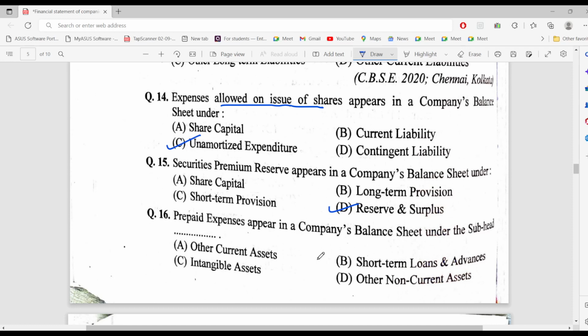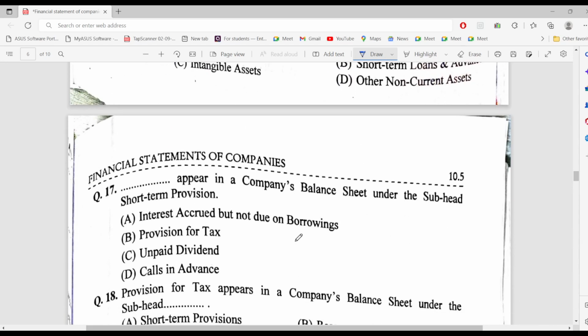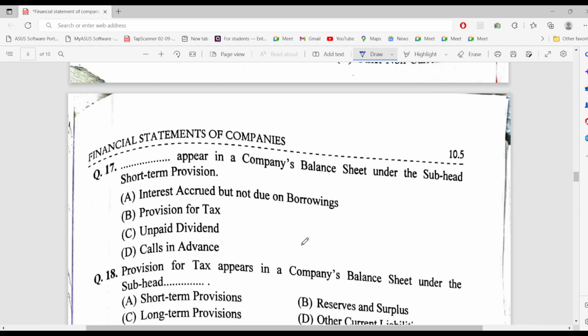Prepaid expenses appear in a company's balance sheet under the subhead other current assets. So yes, option A is the correct answer. 16A. 17th one. Dash appears in a company's balance sheet under the subhead short-term provision. So provision for doubtful debts comes, provision for tax comes. Here provision for tax is given. So yes, 17B would be the correct answer.